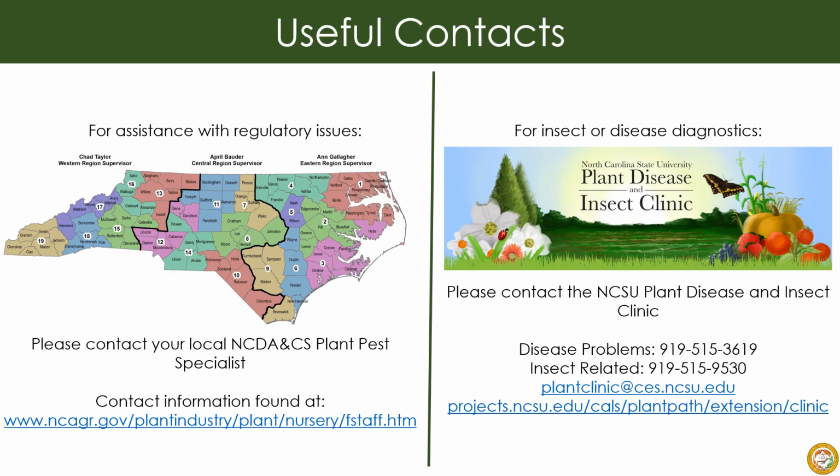For assistance with any of the pests covered in this presentation or other regulatory issues, please contact your local NCDA and CS plant pest specialist. You can find your specialist and their contact information on our website at the address below. Alternatively, if you need insect or disease diagnostic assistance, you can contact the North Carolina State University Plant Disease and Insect Clinic. Their contact information is provided on the slide.